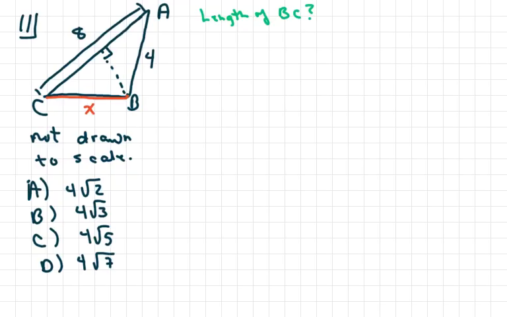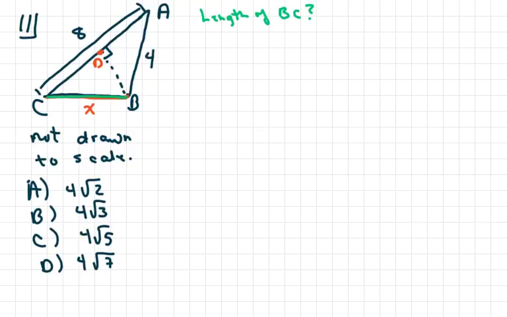Okay, the next one, I didn't write the question out because basically it's just saying this is the figure, and we're trying to find the length of BC here. So it's not drawn to scale, and excuse my drawing because I'm just not that good at drawing. So basically what we want to do is add a point, and let's call this point right here D. And that's at the dash line where AC is shown.